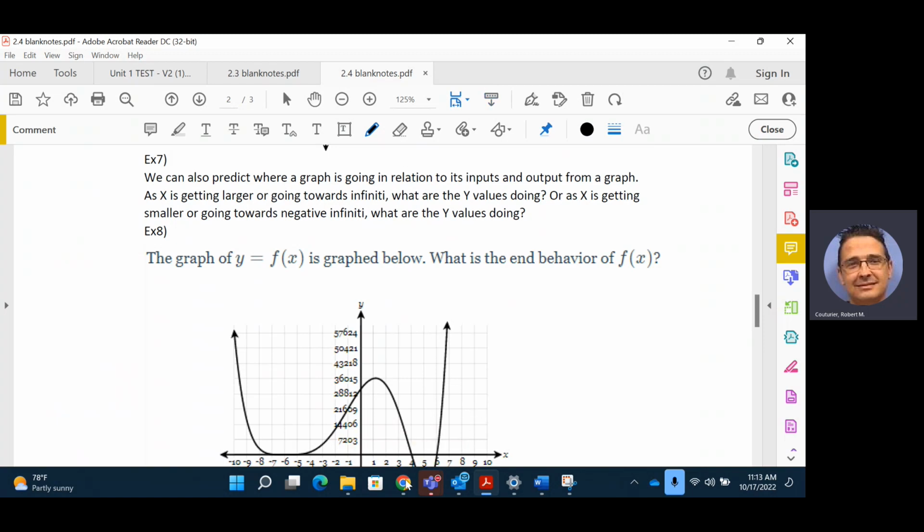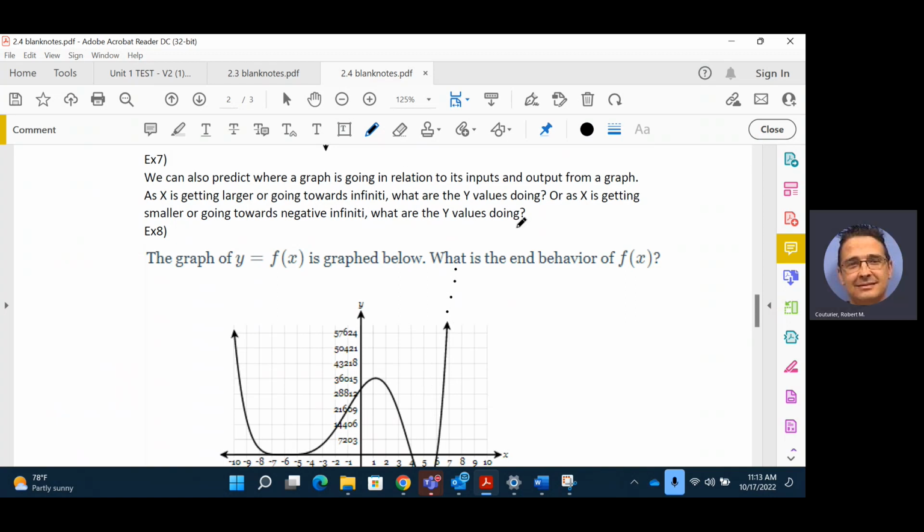So you look at the end of the graph and you say, okay, when they're saying x is getting larger or x is going towards infinity, look at the end of the graph and look at the arrow. Which direction is that arrow pointing? It's pointing up. So as your x's keep coming this way, the values of your y's keep getting higher, and higher, or they're going towards infinity. Positive infinity.